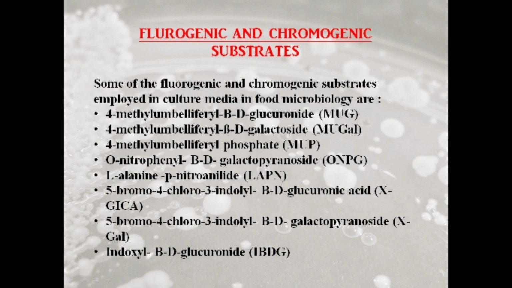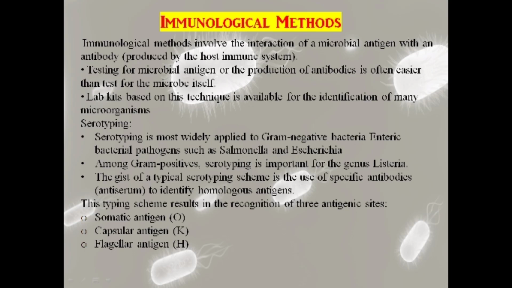Next, we move on to the topic immunological methods. Immunological methods involve the interaction of a microbial antigen with an antibody that is produced by the host immune system. Testing for microbial antigen or the production of antibodies is often easier than testing for the microbe itself. Lab kits based on this technique are available for the identification of many microorganisms.